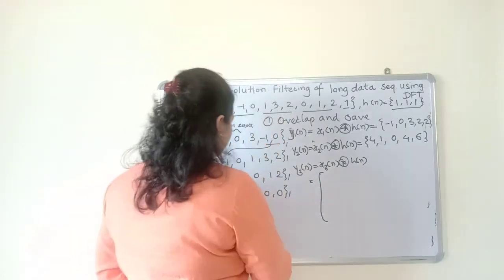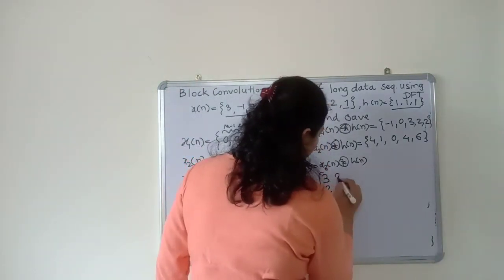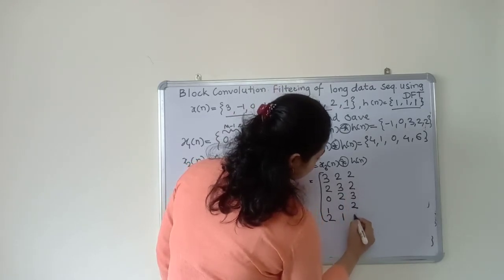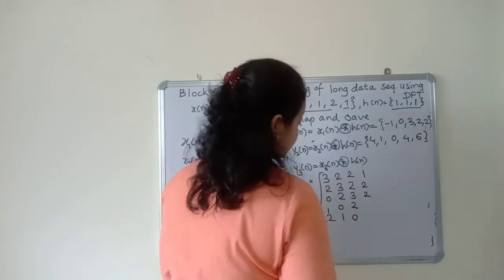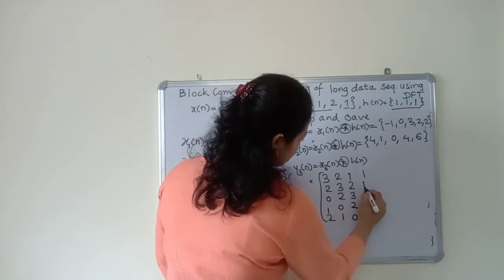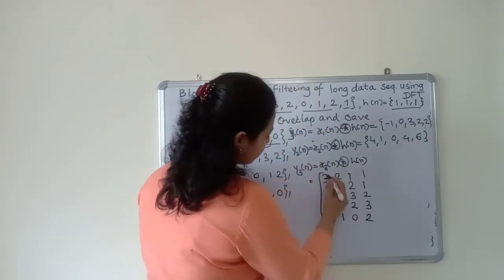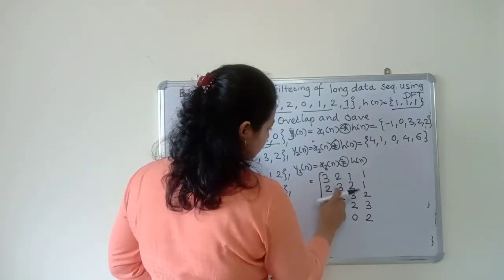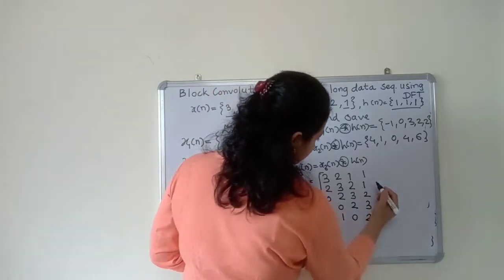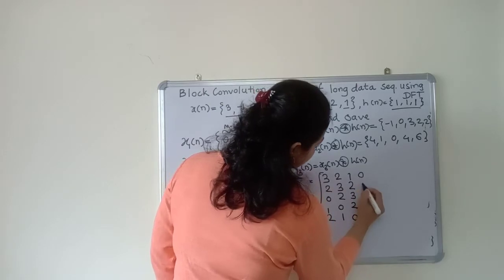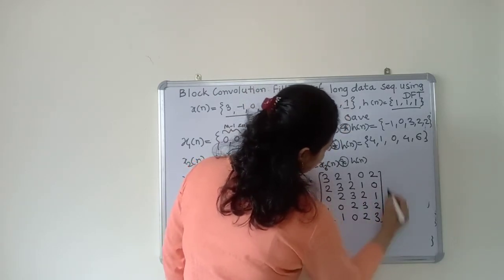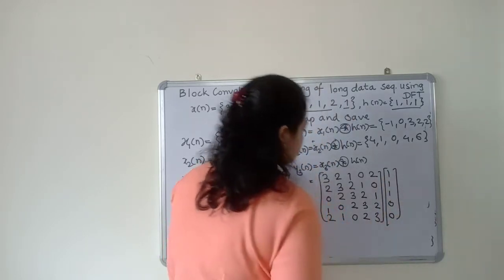Circular matrix for x3 of n: 3, 2, 0, 1, 2. Let me check it is correct. 3, 2, 0, 1, 2. This 2, 3, 2, 0, 1. Okay. 2, 1, 2, 3, 2, 0. Okay. So this is wrong. 0, 1, 2, 3, 2, 2, 0, 1, 2, 3. Okay. Oh, it's right.